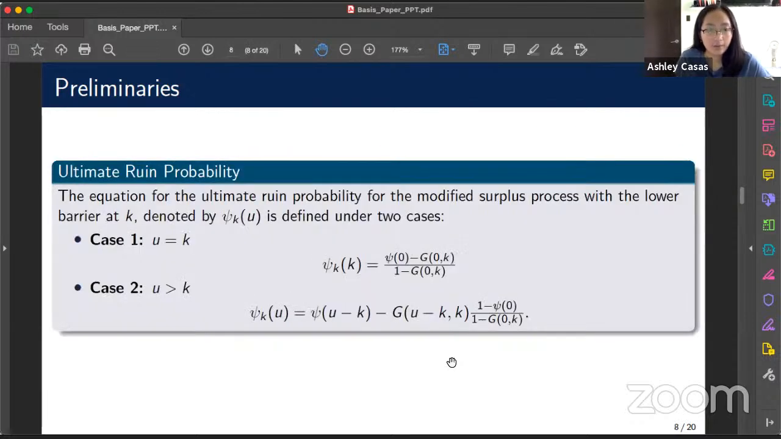And next, we define here psi sub k of u, which is the ultimate ruin probability for the modified surplus process. And it is defined under two cases. The first of which is where u is equal to k, and the second is where u is greater than k. So the corresponding formulas for those are seen on the screen.